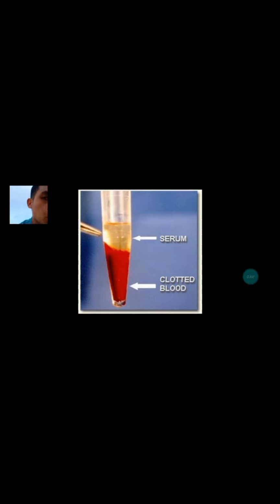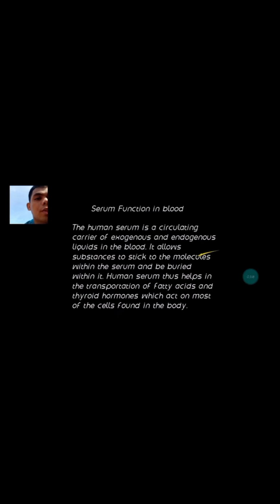So this is the serum, from clotted blood. Serum function in blood. The human serum is a circulating carrier of exogenous and endogenous liquid in the blood. It allows substances to stick to the molecules within the serum and be buried within it. Human serum helps in the transportation of fatty acids and thyroid hormones, which act on most of the cells found in the body. So the serum is the carrier of fatty acids and thyroid hormones in our body.